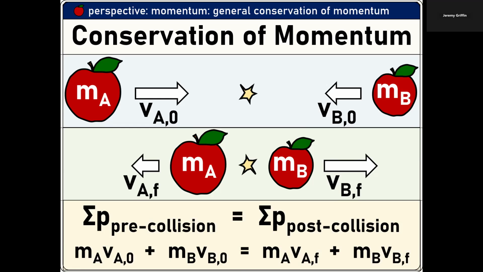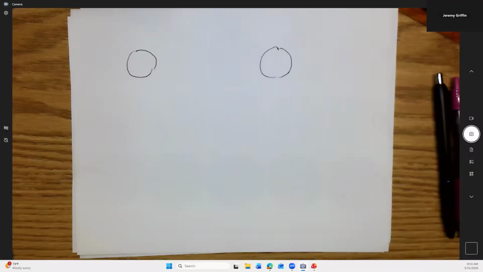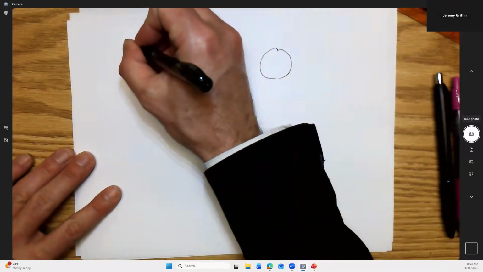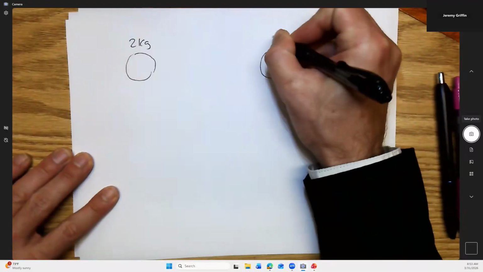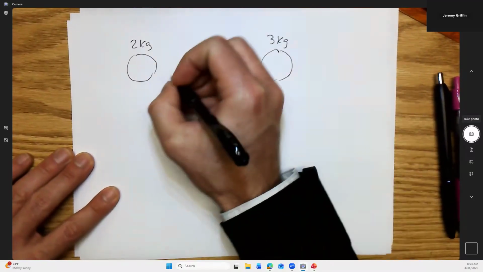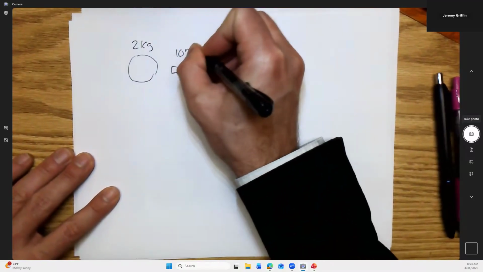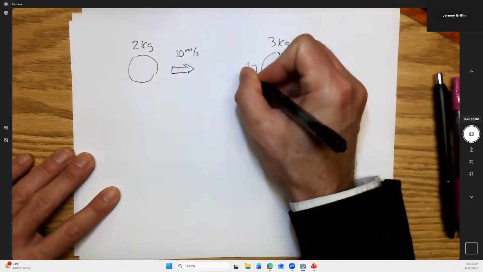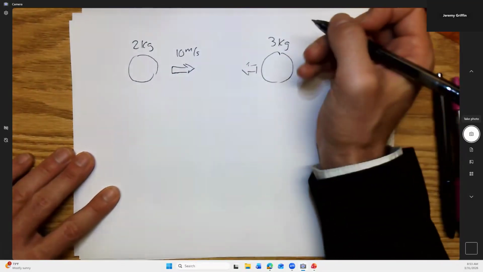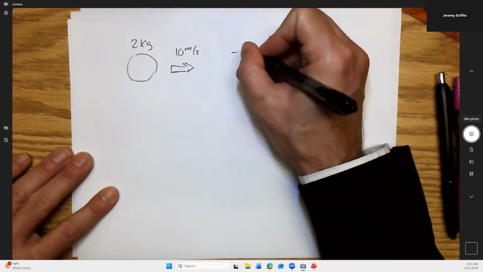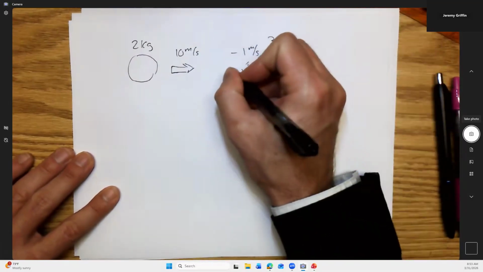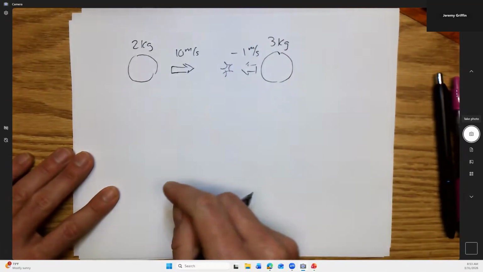Okay, let's write a numerical example. Let's do some math here. Okay, so what if this guy is 2 kilograms? This guy is 3 kilograms. This guy is coming in at about 10 meters per second. This guy is coming in at about -1 meter per second. You go, bam! You're gonna collide right there.